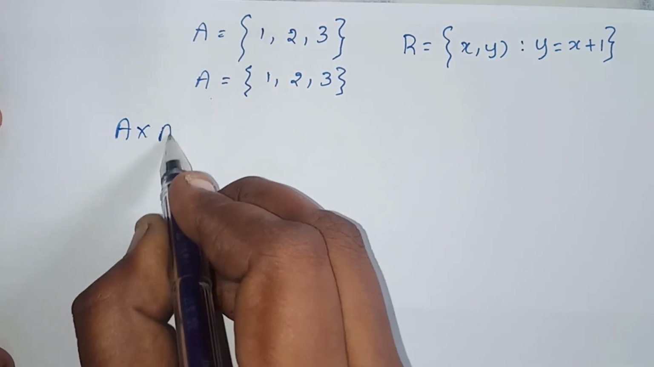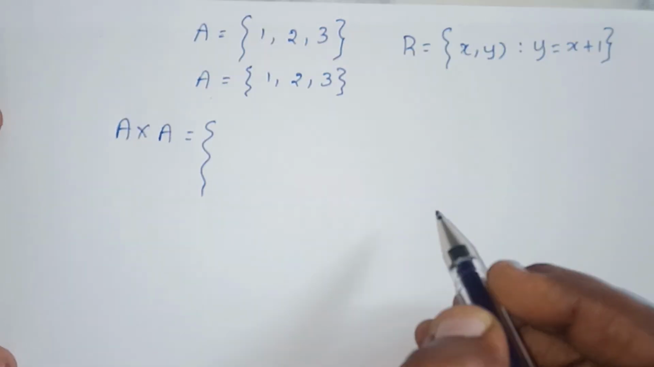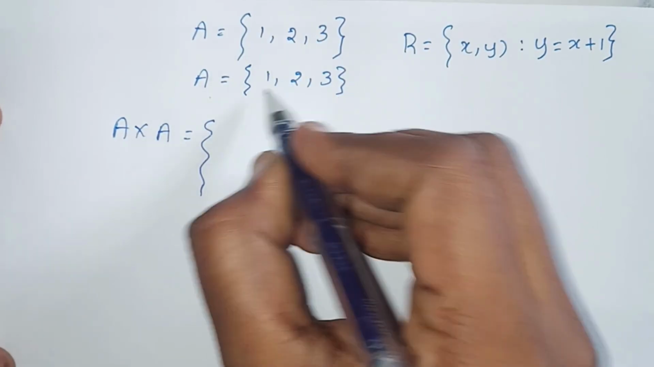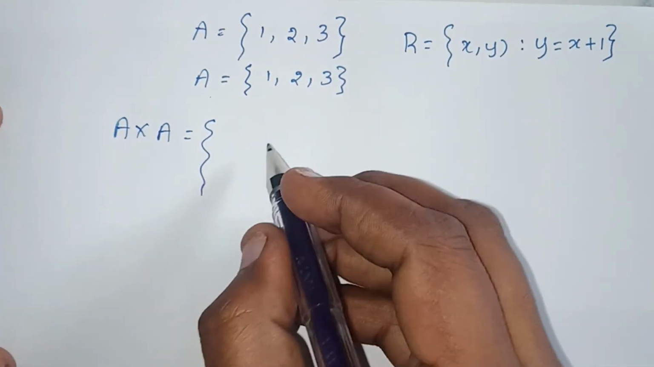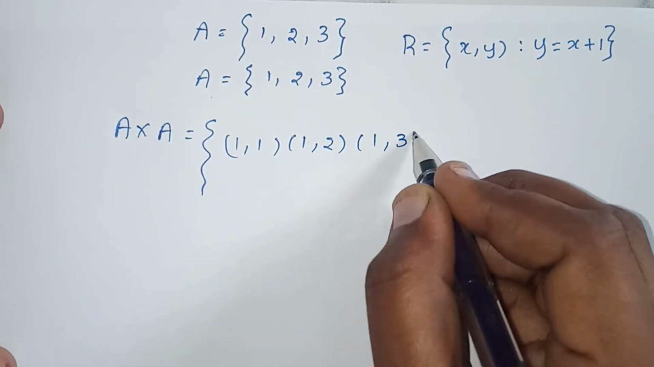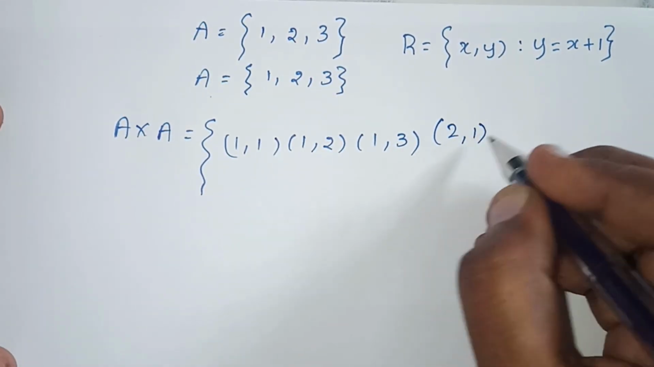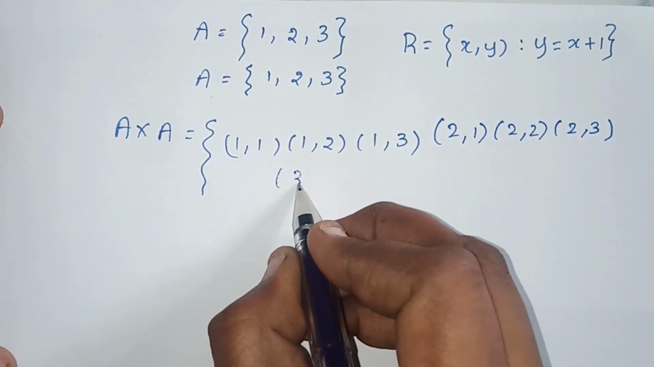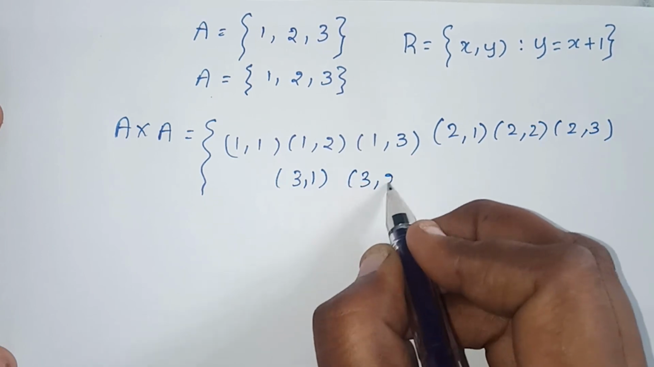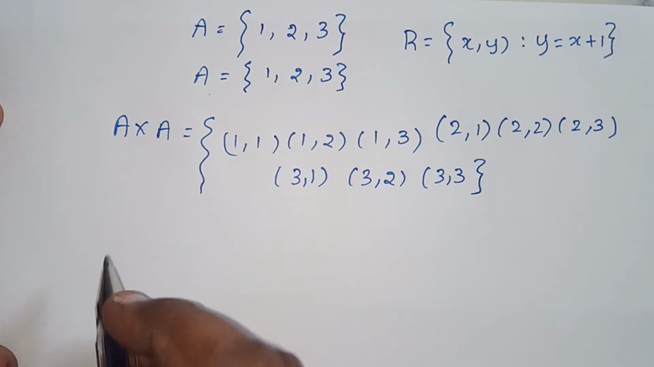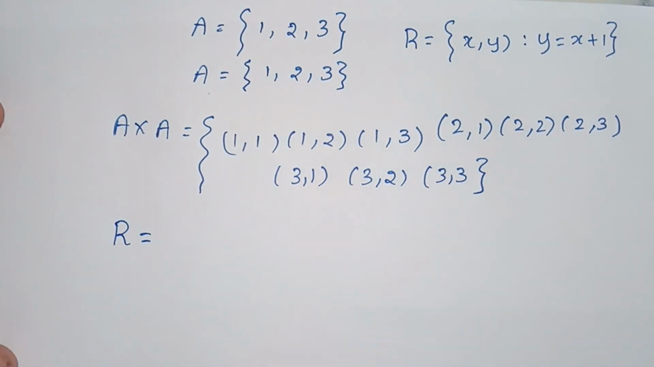So, A cross A equal to, Cartesian product means a set of ordered pairs. So, first one, we need to pair with all elements in this set. So, 1 comma 1, 1 comma 2, 1 comma 3. Next, 2 comma 1, 2 comma 2, 2 comma 3. Next, 3 comma 1, 3 comma 2, 3 comma 3. This is the Cartesian product. Next, we need to calculate the relation.